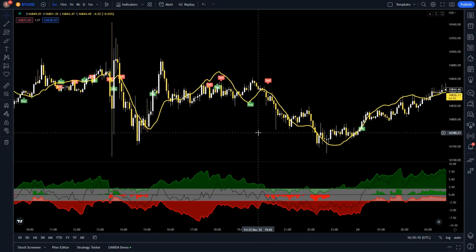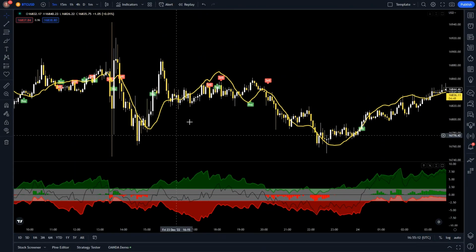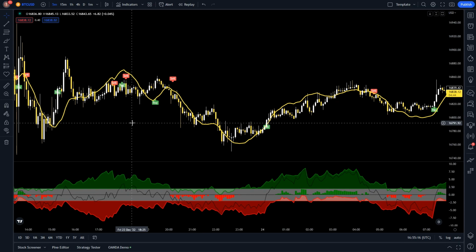So we're going to jump straight into this strategy. I'm using 3 indicators here and I'm going to show you exactly how to take entries.